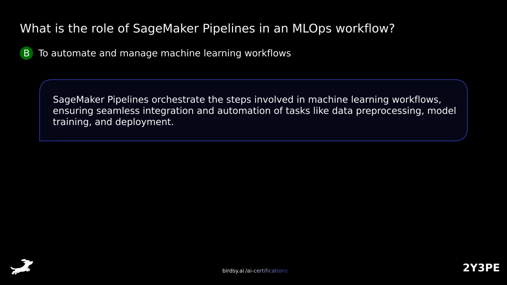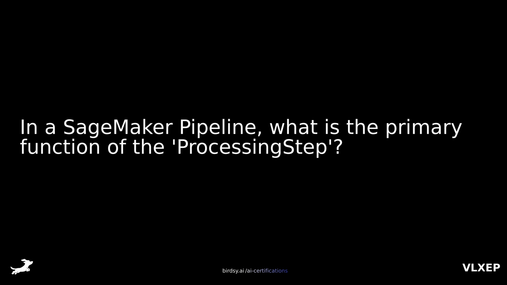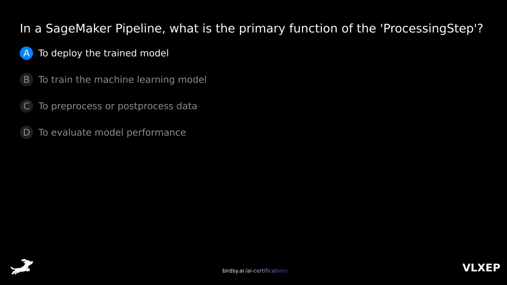SageMaker pipelines orchestrate the steps involved in machine learning workflows, ensuring seamless integration and automation of tasks like data preprocessing, model training, and deployment. In a SageMaker pipeline, what is the primary function of the processing step? Is it A, to deploy the trained model, B, to train the machine learning model, C, to preprocess or post-process data, or D, to evaluate model performance? The answer is C, to preprocess or post-process data.